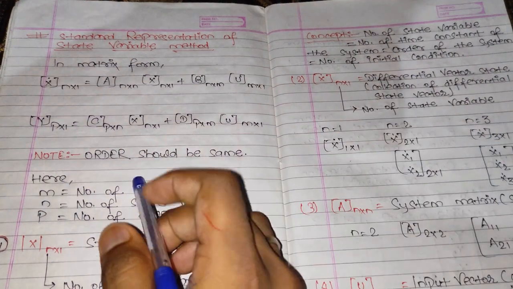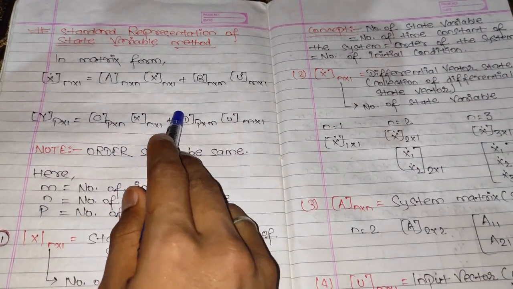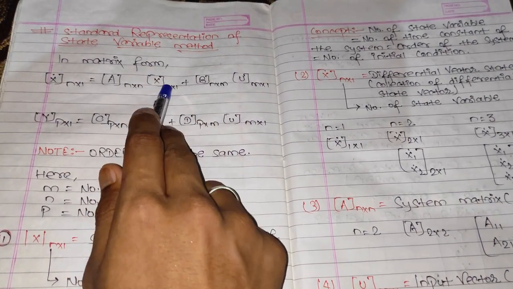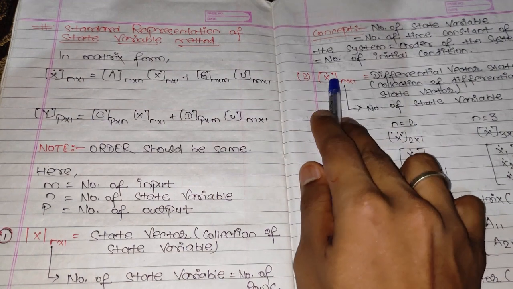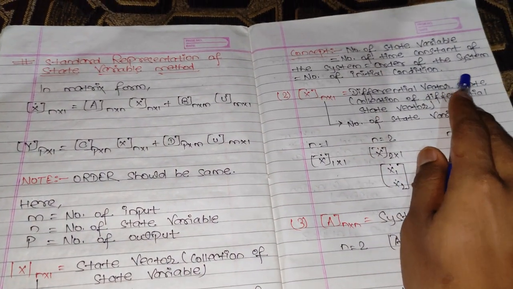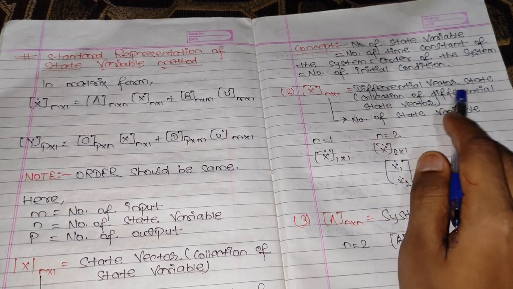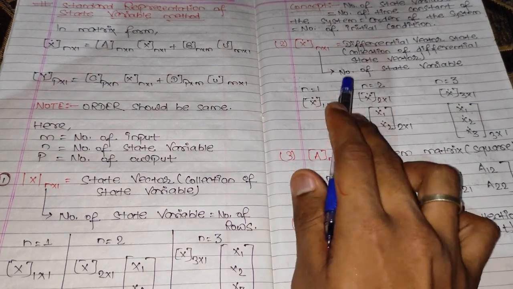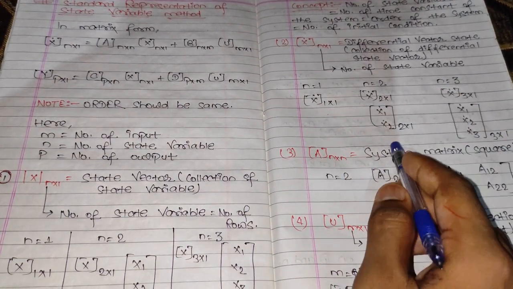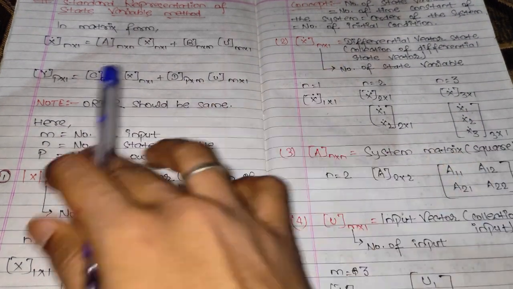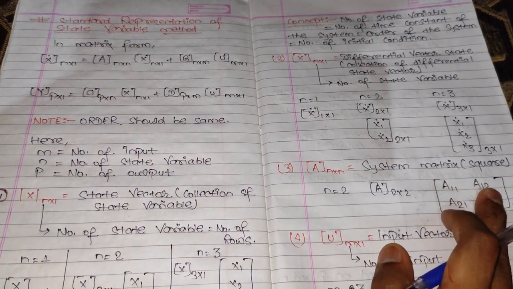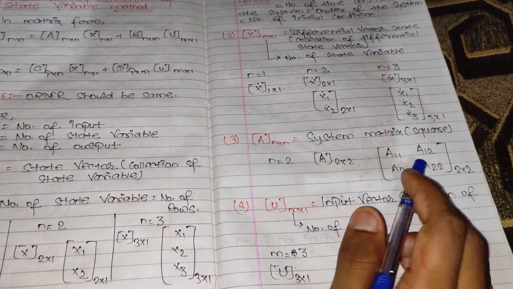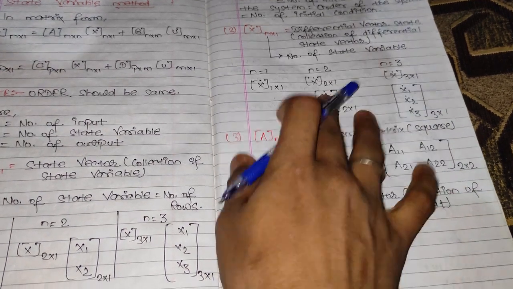Now, what is x dot, n cross 1? This term is n cross 1. This is the differential form of x. So x is the state vector, and x dot n cross 1 is the differential state vector, meaning it is a collection of differentiated state variables. Here n is the number of state variables. Similarly, we will put the value of n as 1, 2, 3, whatever it is, and we will have a matrix like this. It will all be more clear when we cover these concepts with some examples. We will cover previously asked GATE questions also and some basic questions related to it.